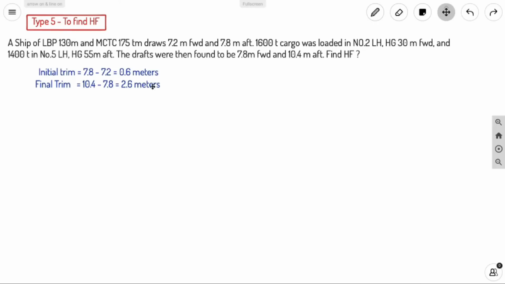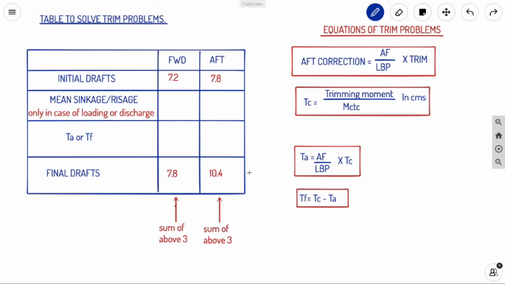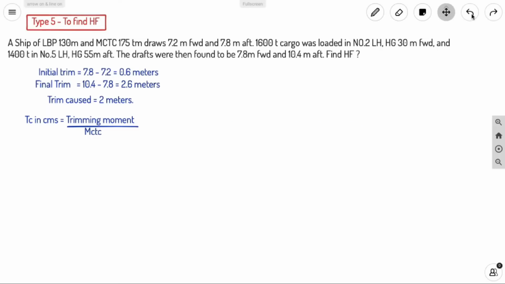If you know your final trim and the initial trim, you can get the trim cost. So the trim cost is 2.6 minus 0.6, that's 2 meters. Trim cost is always in centimeters, so this 2 meters will become 200 centimeters. We know trim cost is equal to trimming moment divided by MCTC. So trimming moment is equal to trim cost in centimeters into MCTC. That's 200 centimeters into 175, as in the question, MCTC.